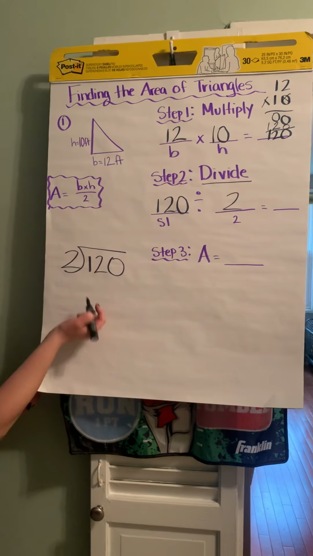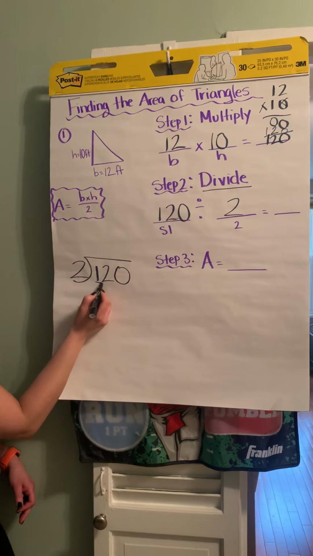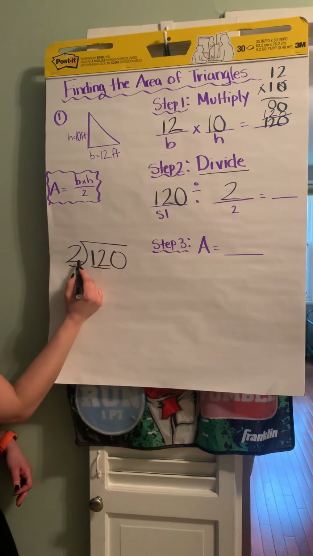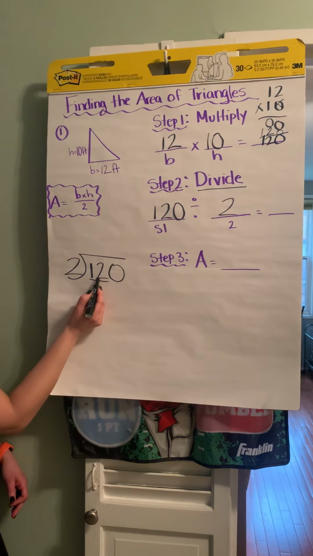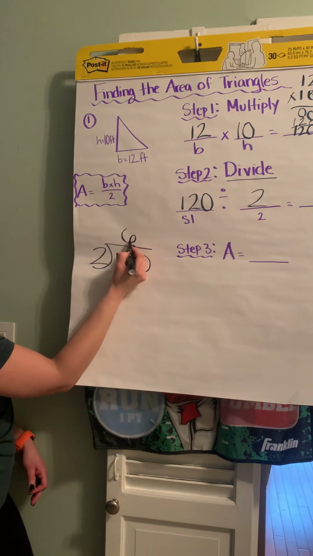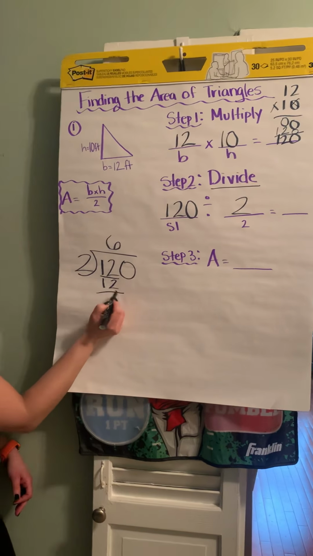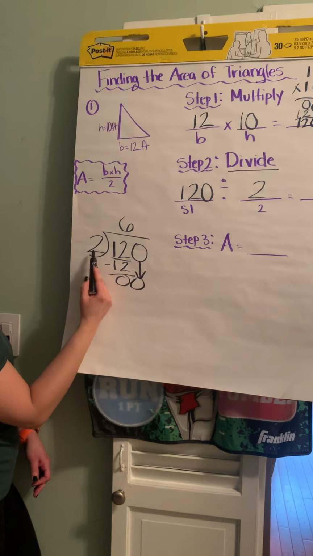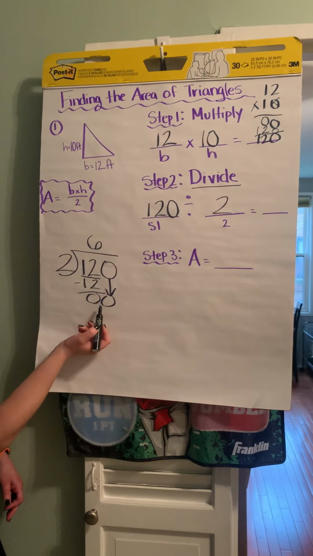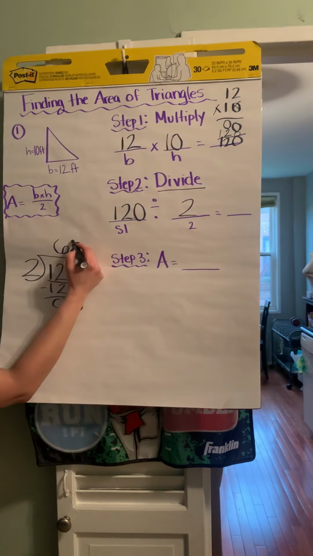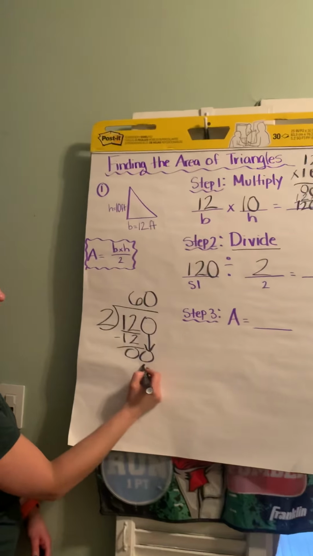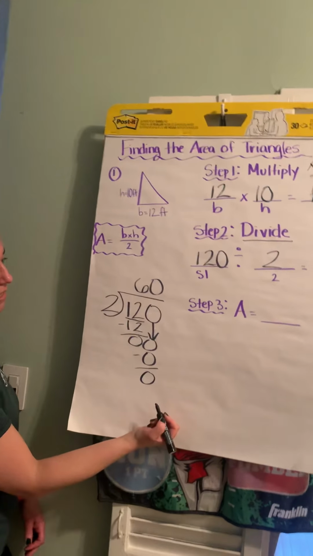Then we see how many times can 2 go into the first number. 2 cannot go into 1. It's too small. So I make it 12. 2 times what equals 12? 6. I write 6 up top, 12 down here. Then I subtract. Bring down my next 0. How many times does 2 go into 0? 2 times what equals 0? Has to be 0. Write my 0 here, and I have 0 left over.